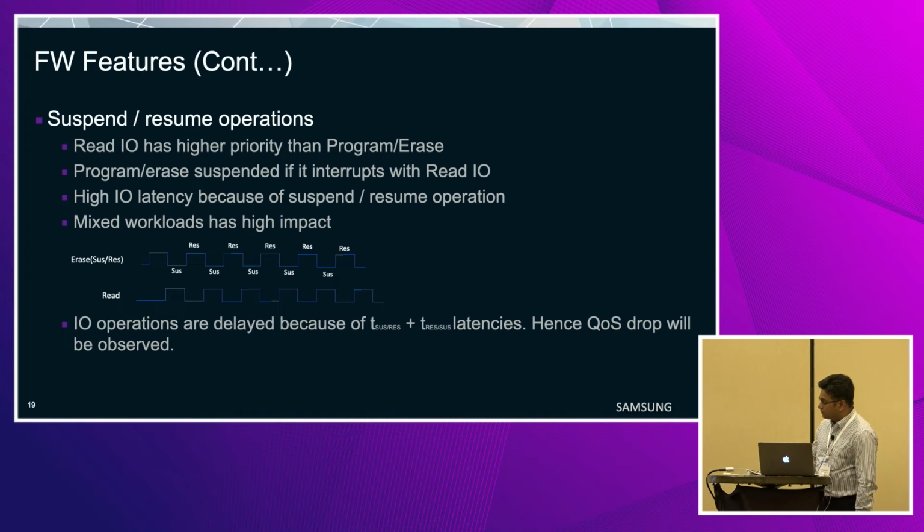So you can see the picture is not clear, but erase should be smooth like this on one graph. And because of the read operation, it is just in some wave. So this is suspend, resume, suspend, resume, suspend. Instead of going smooth, it is going suspend, resume, and it has the overhead, which will cause the low QoS. So this is one of the things which will always be controlled by software policies.